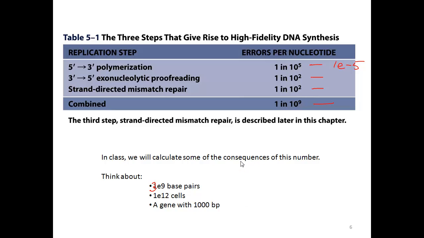Let me give you some numbers to think about. 3 times 10 to the 9th base pairs, 1 times 10 to the 12th cells, and for the sake of argument, let's consider a gene that has 1 times 10 to the 3, or 1,000 base pairs. Also, there are 3 times 10 to the 9th base pairs per genome and base pairs per gene of interest. The results can be pretty scary.